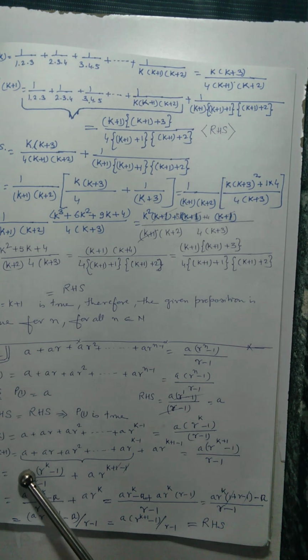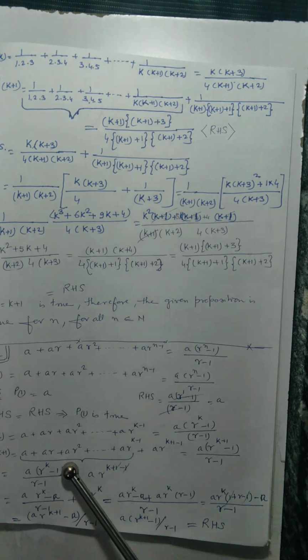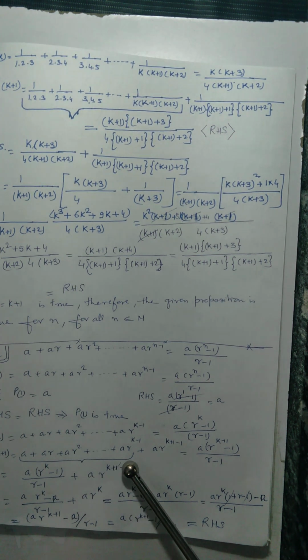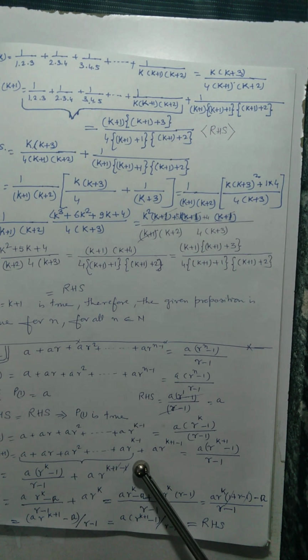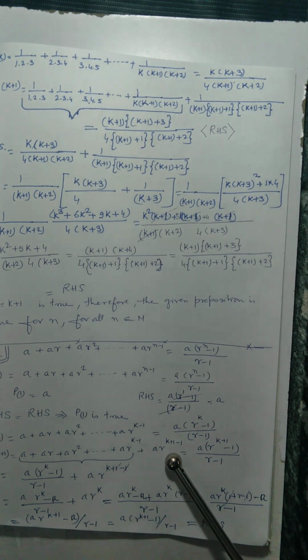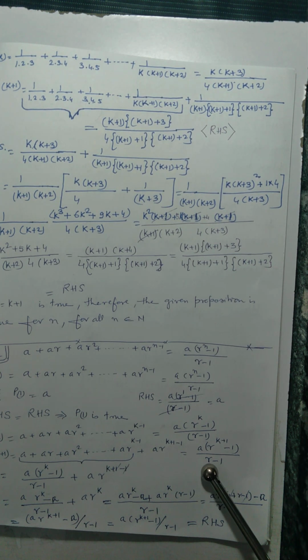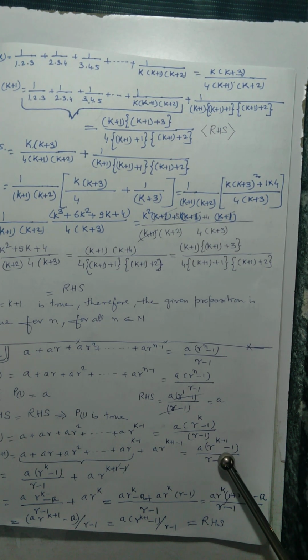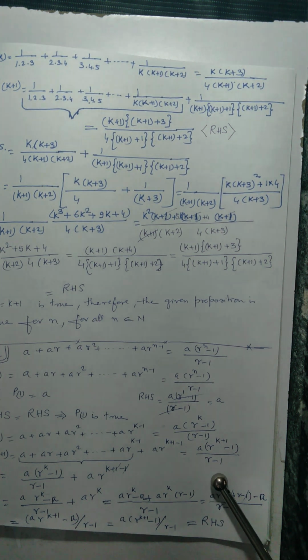It will be equal to a plus ar plus ar square plus so and so ar raised to power k minus 1, plus ar raised to power k plus 1 minus 1, and it will be equal to a in bracket r raised to power k plus 1 minus 1 whole divided by r minus 1.